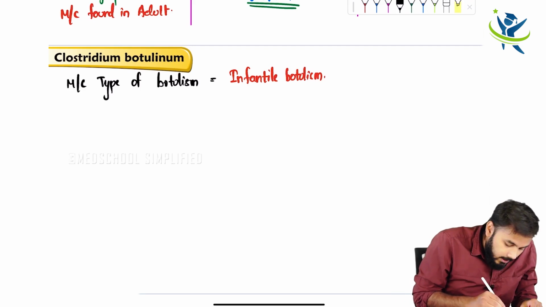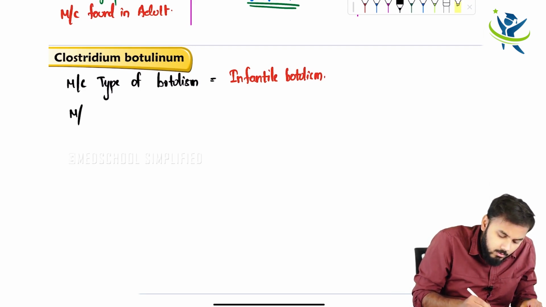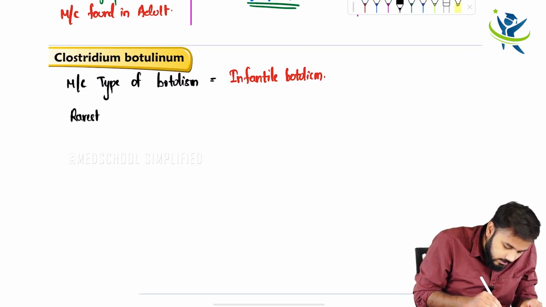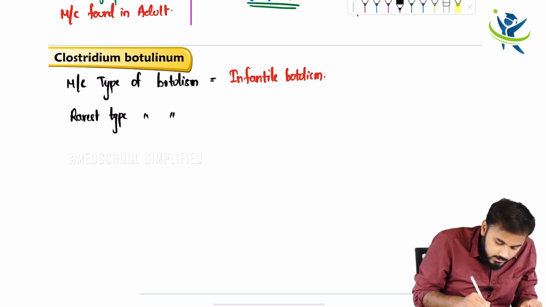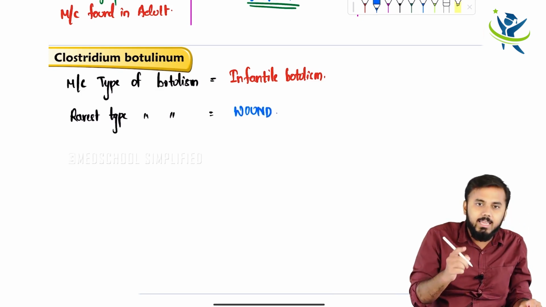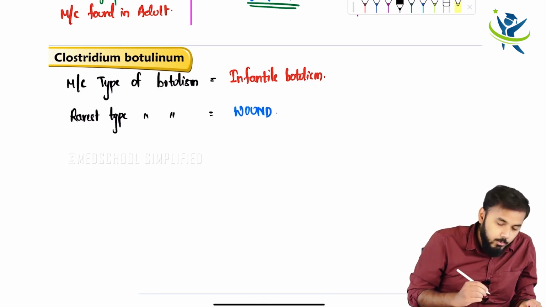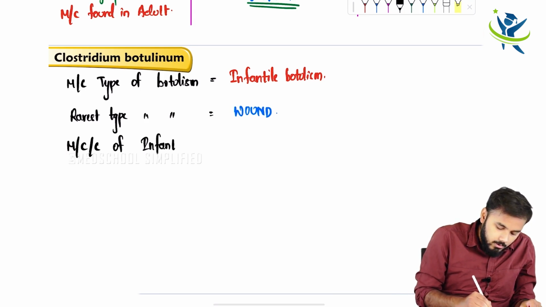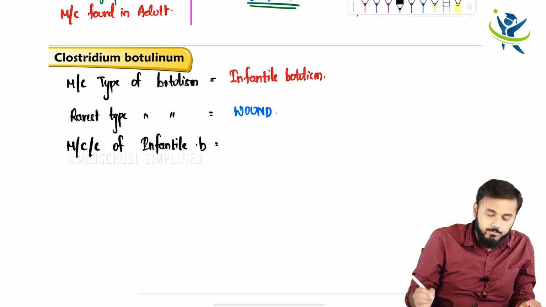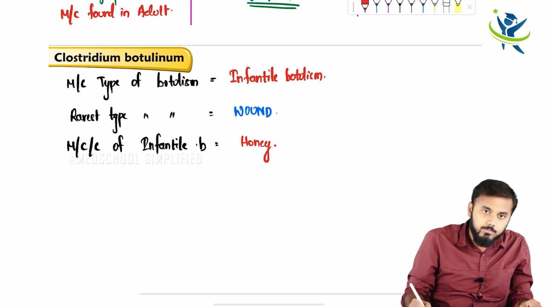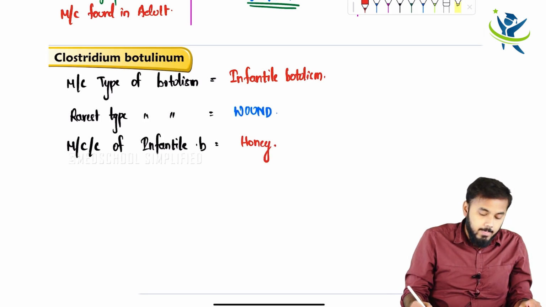Second important thing: what is the rarest type of botulism? That is your wound botulism. Wound botulism is the rare form of botulism. Third important thing: what is the most common cause of infantile botulism? Ingestion of honey.